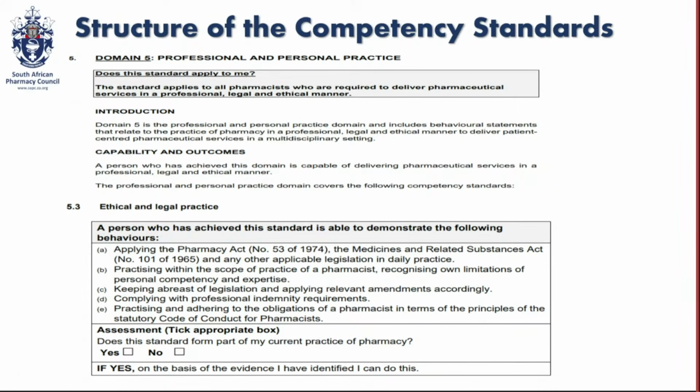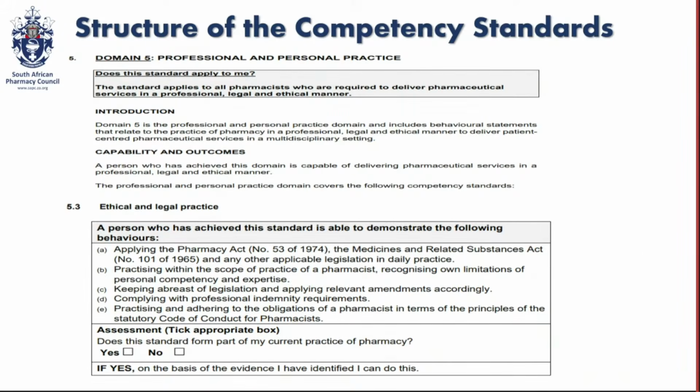And then followed by that, you'll see the behavioral statements from A to E. The behavioral statements here are what the intern has to fulfill. And remember, earlier on, I mentioned that they need to fulfill at least 75% of these behavioral statements in order to be deemed competent. And this applies also to the evidence, the number of pieces of evidence linked to these behavioral statements. So they need to have at least 75% of the evidence that relates to those behavioral statements.